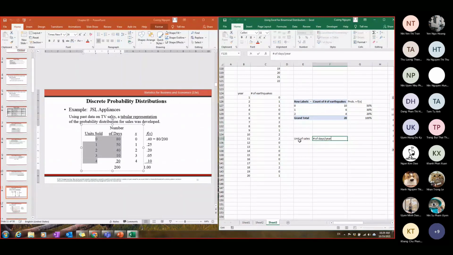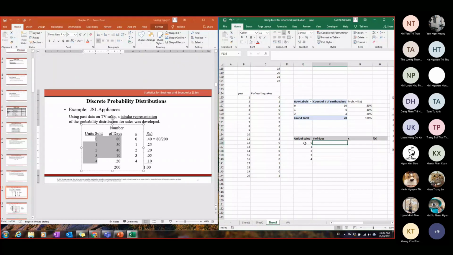No, it's not like in a year, it's in number of days, okay? And the x value and the f(x) value, okay? f(x) does mean probability. So that's what we're really going to care about, okay? And the unit sold should be from 0, 1, 2, 3, and 4. And the number of days.